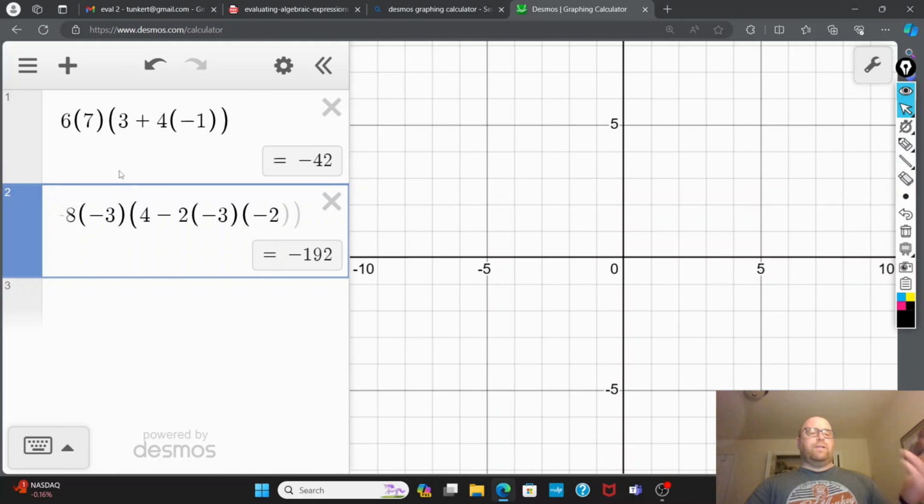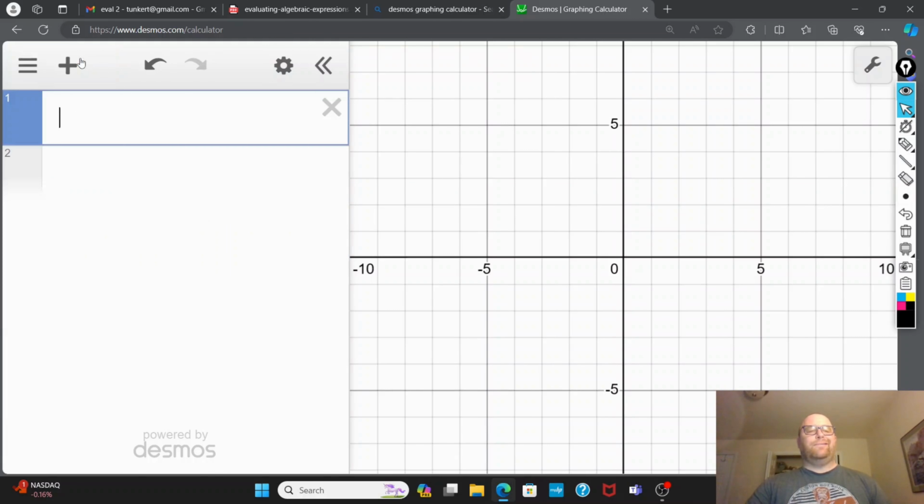Now, Desmos tip, let's say I did a bunch of problems, I want to clear them out. I can just go up to the gear here and click delete all. Okay, so Desmos is a good tool for the digital SAT.